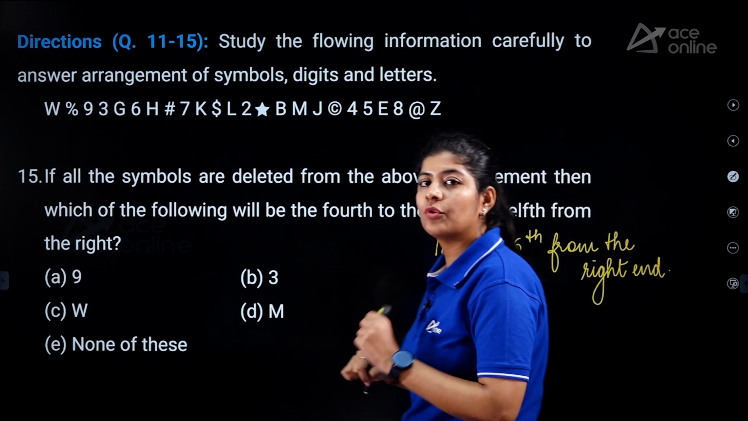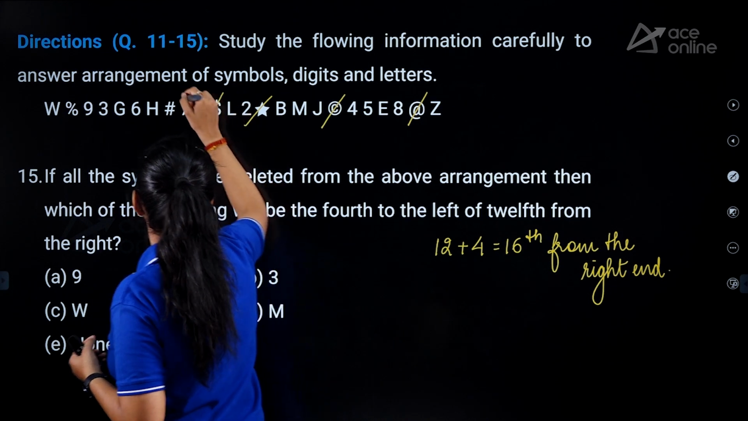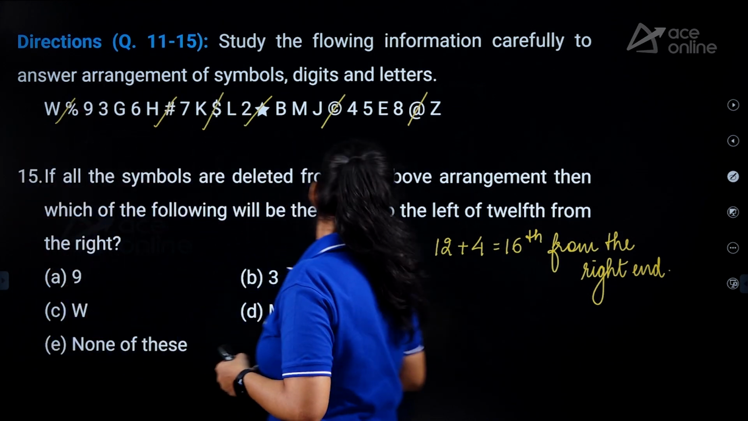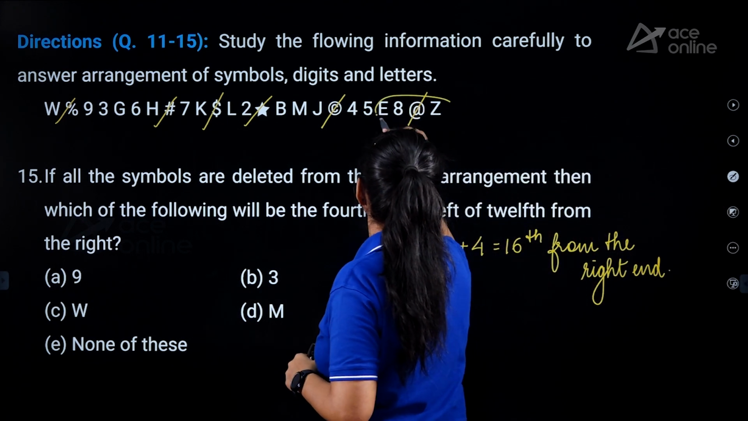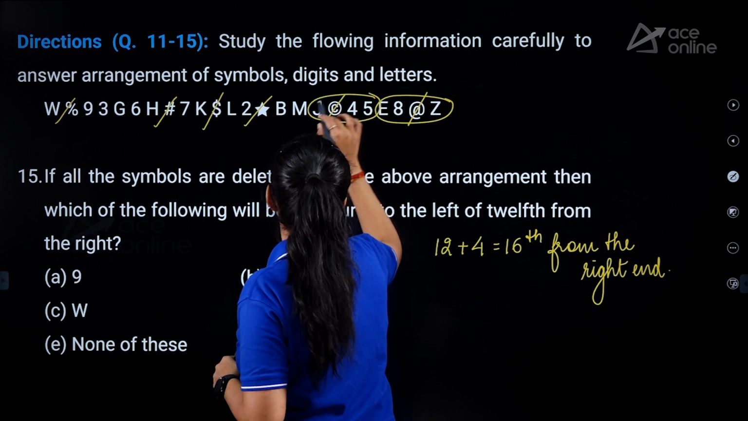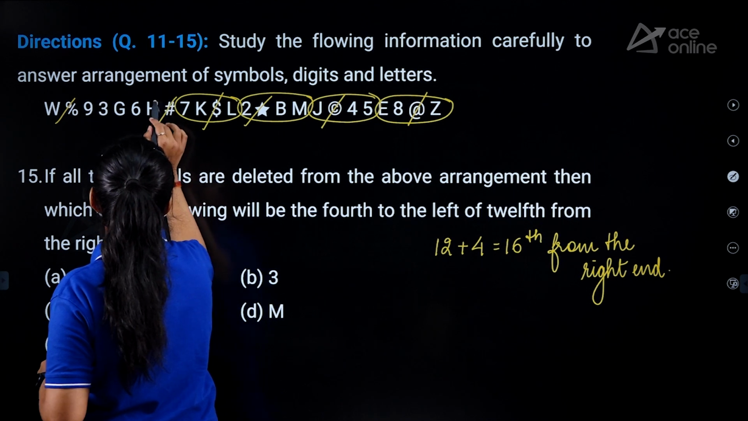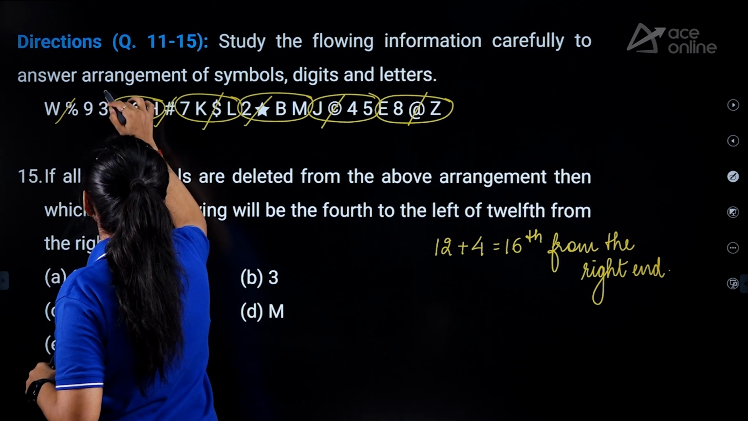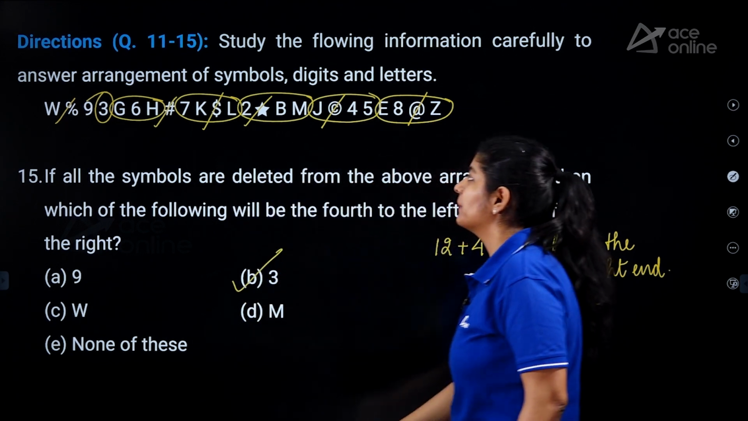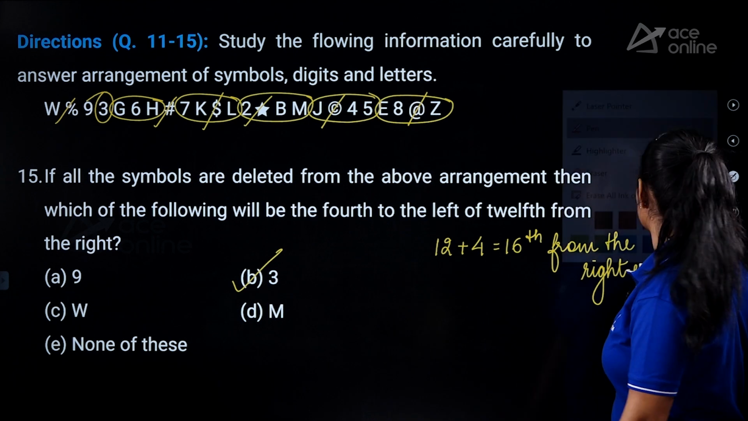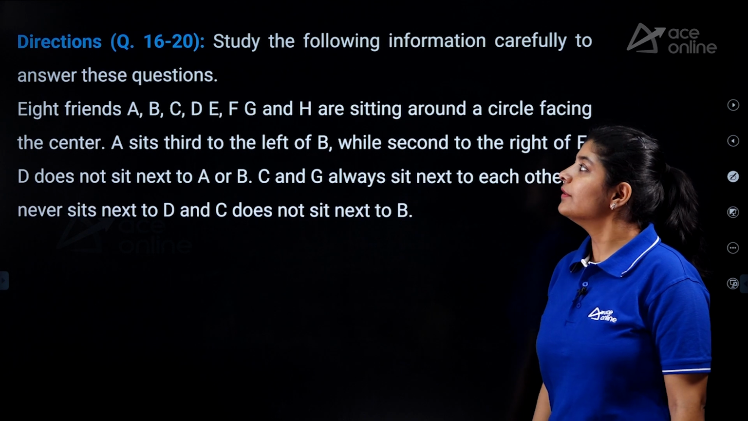So first we have to remove all the symbols. Now we have to start moving from the right direction. And here we are having 3, 3, 6, 3, 9, 3, 12, 3, 15. And this one is the 16th. That means your option number B is the correct one. Is it clear? Okay. Now the next.